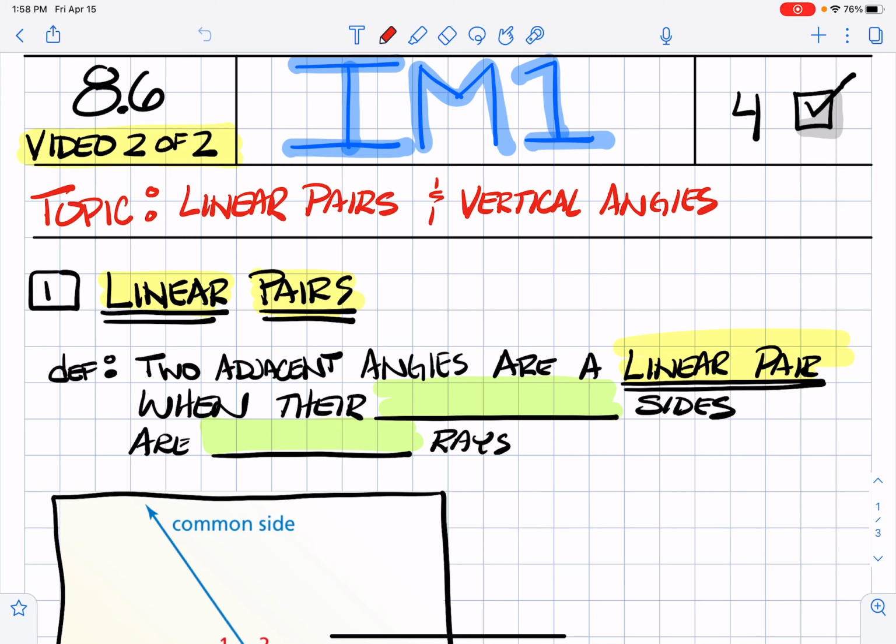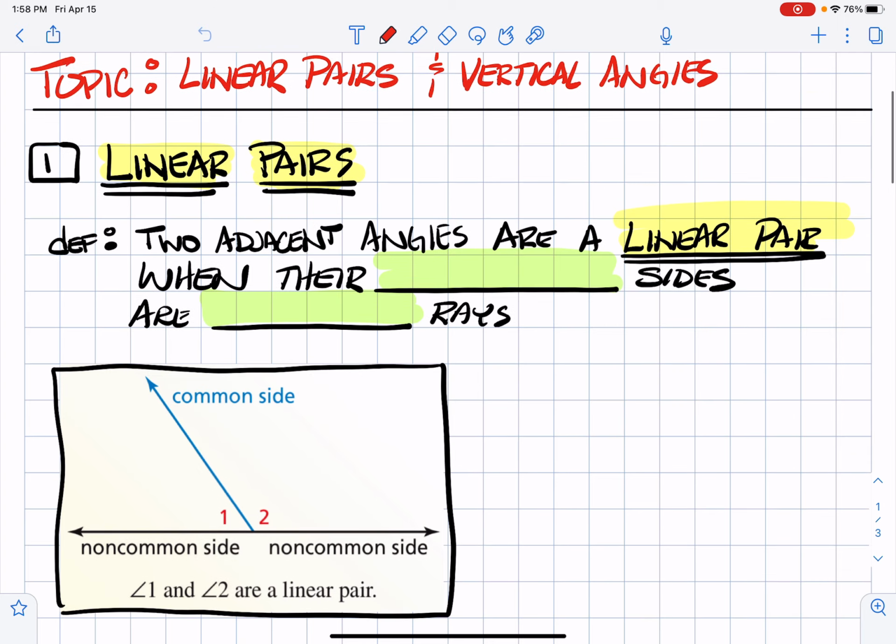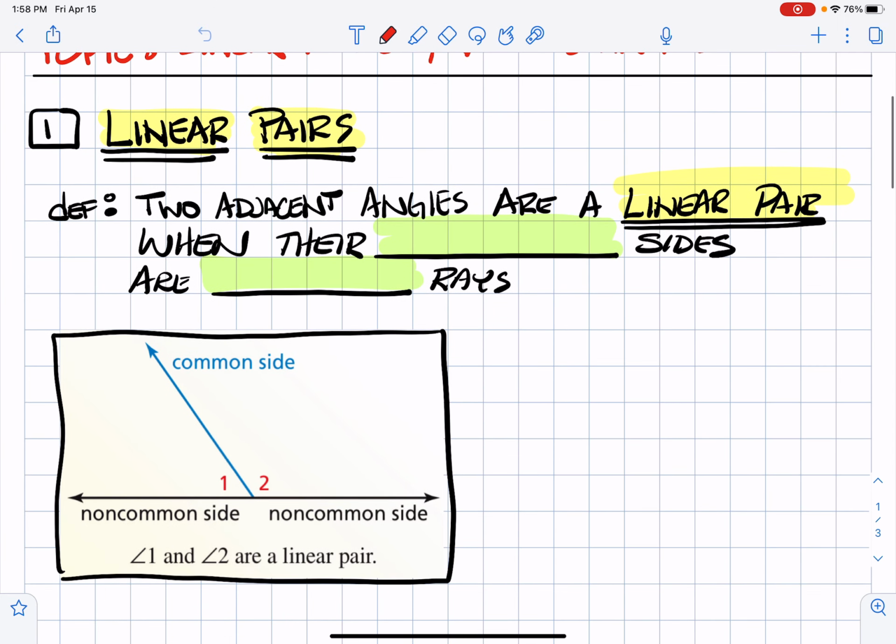Welcome to 8.6 video lesson 2 of 2 for IM1. There are 4 boxes for us to talk about, and the topic is linear pairs and vertical angles. So let's dive right in here, okay?